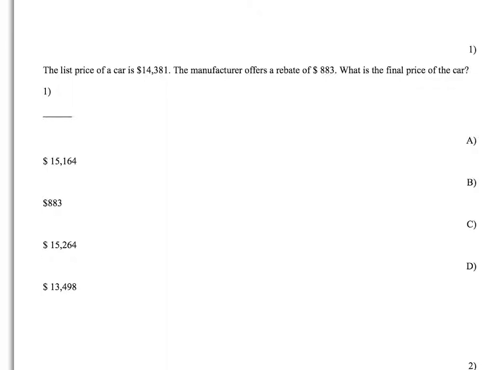So the list price of a car is $14,381. The manufacturer offers a rebate of $883. What's the final price? Well, we know a rebate is a discount on the original price. So anything that's above this $14,381 is not a good answer. So right away I can cross off that answer and I can cross off that answer. And those don't make sense.